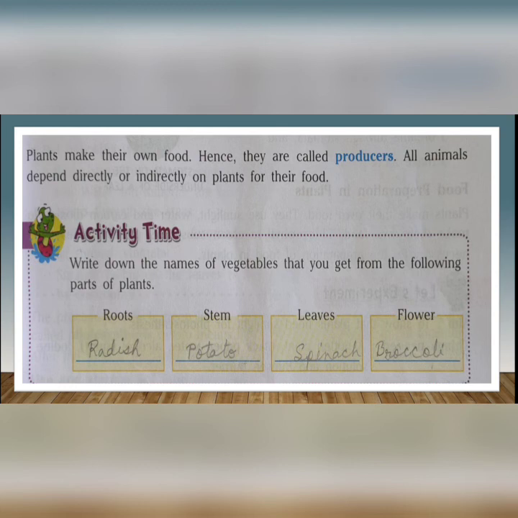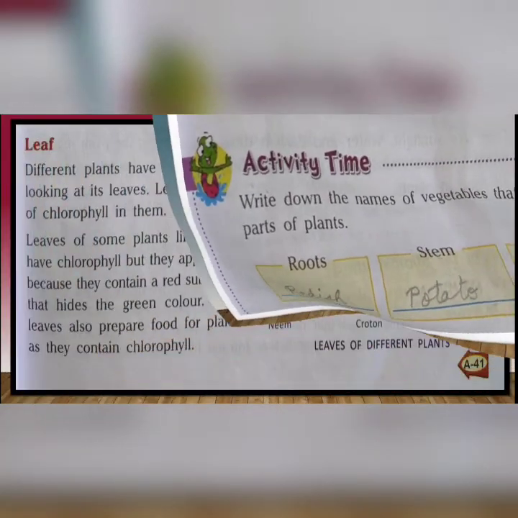And here we have to name some veggies which we eat. The root part, radish. Stem, we eat potato. Leaves, spinach. Then flower, broccoli.